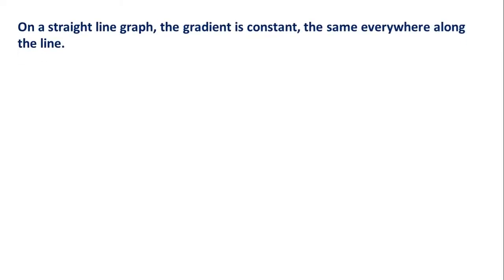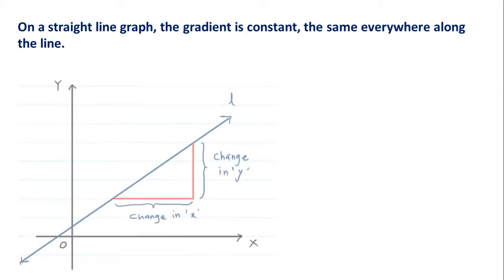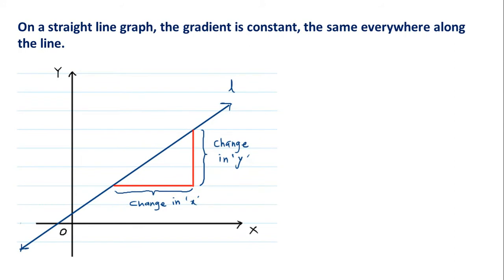Okay, so all of you know that on a straight line graph, the gradient means slope. On a straight line graph, the gradient is always constant. It is same everywhere along the line. See this figure. This is the straight line L, and how will you find out the slope of this line? Just by taking the difference between y coordinates, that is called change in y, and the difference between x coordinates of any 2 points on the line, that is we get change in x.